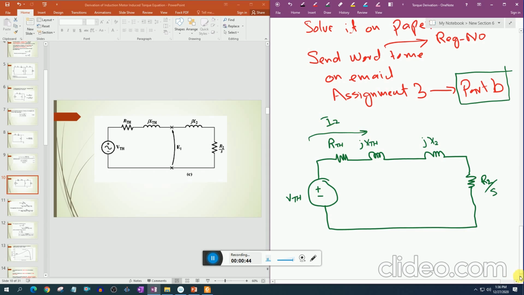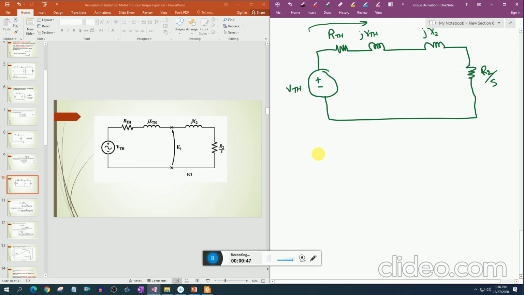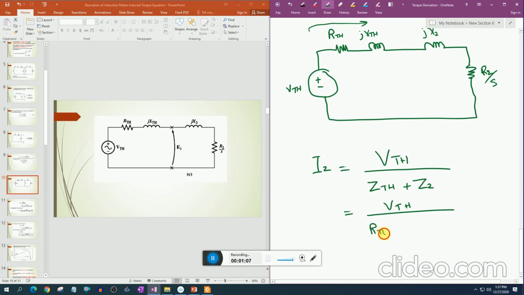Now the current I2 can be found as: I2 is equal to voltage V-Thevenin divided by this resistance and impedance, which is Z-Thevenin plus Z2, and it will become R-Thevenin plus R2 by S plus j into X-Thevenin plus X2. This is the value of I2.